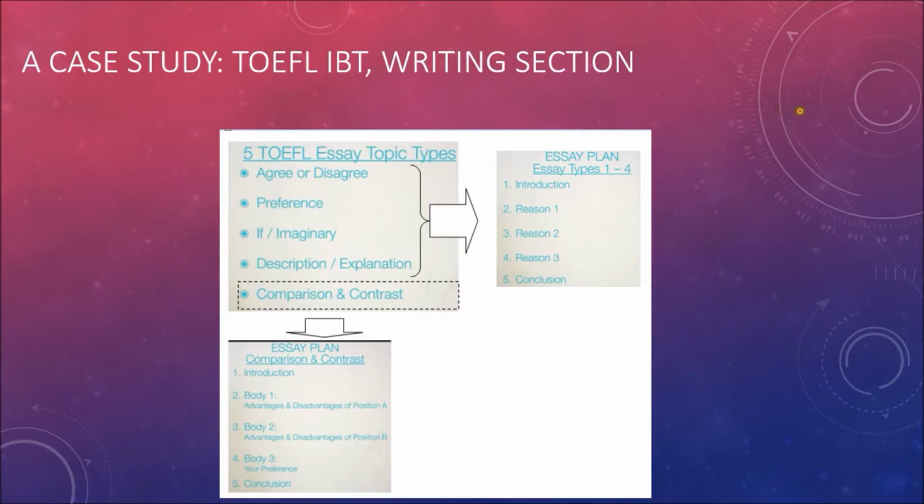As one example of an essay, there is the TOEFL iBT. The TOEFL iBT has four sections: writing, reading, listening, and speaking. They are independent. In general, it takes 4 hours, 1 hour for each section, and you have a small break in the middle.